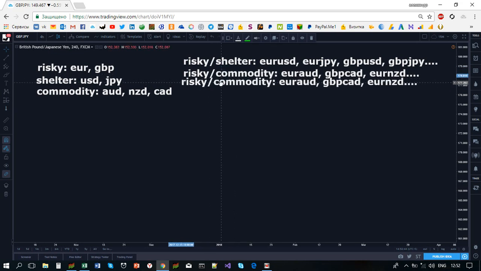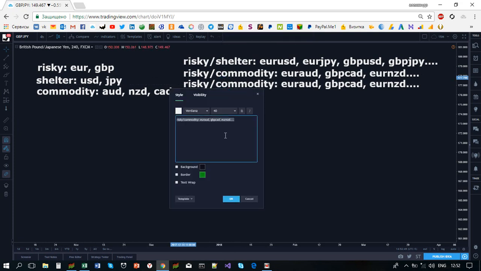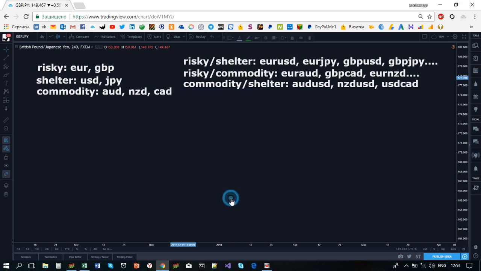Okay, the next is commodity shelter. And they are Australian dollar USD, New Zealand USD, USD Canadian. It is inversed, but it is still within this class. When these two move to the upside, this moves to the downside, negative correlation, but it is strong correlation.